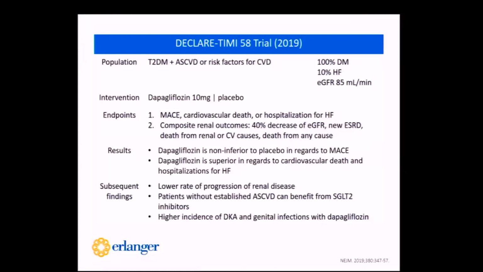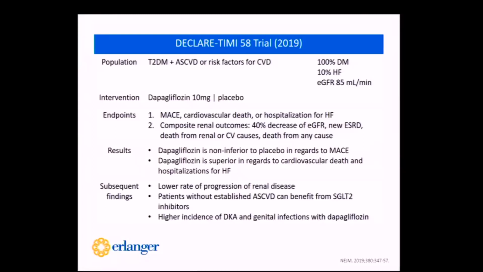So this trial looked at all patients with type 2 diabetes, and these patients either had ASCVD or risk factors for cardiovascular disease. At baseline, there was a relatively low percentage of heart failure patients, and the eGFR at baseline was about 85 milliliters per minute for the average patient. This DECLARE-TIMI trial looked at dapagliflozin 10 milligrams versus placebo. Again, those endpoints are similar to previous trials with MACE, cardiovascular death, or hospitalizations for heart failure. Some secondary endpoints include composite renal outcomes.